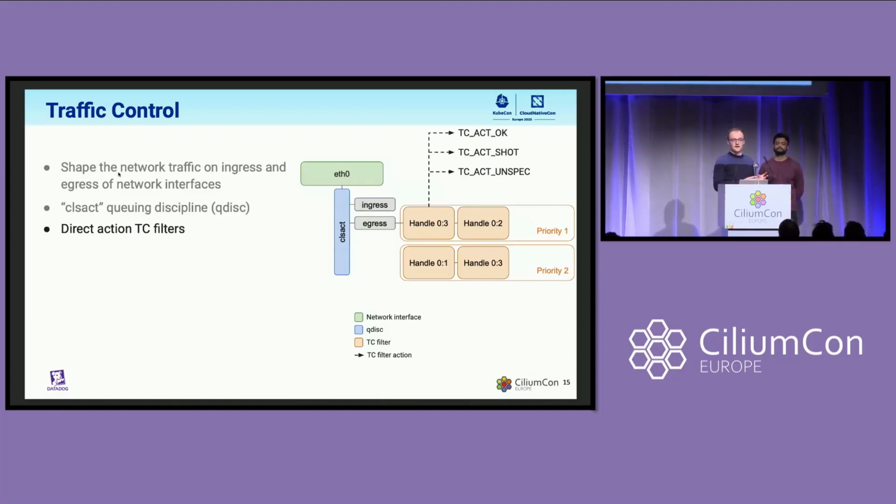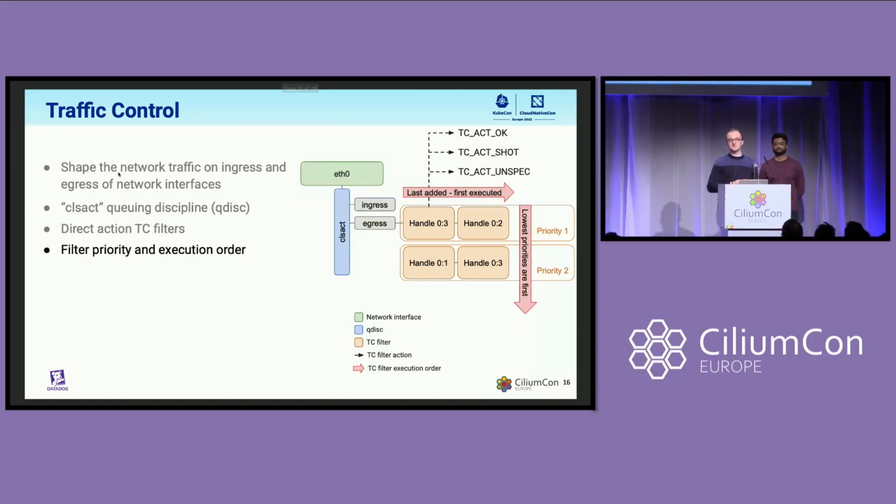Filters are identified by handles, so these are either hard-coded or numbers decided by the kernel and allocated at runtime. And you can also specify priority levels for your filters. The priority is actually used to define the order of execution of those different filters. The lowest priority is going to be executed first, and at a given priority level, the program that was loaded last is the first one to be triggered.